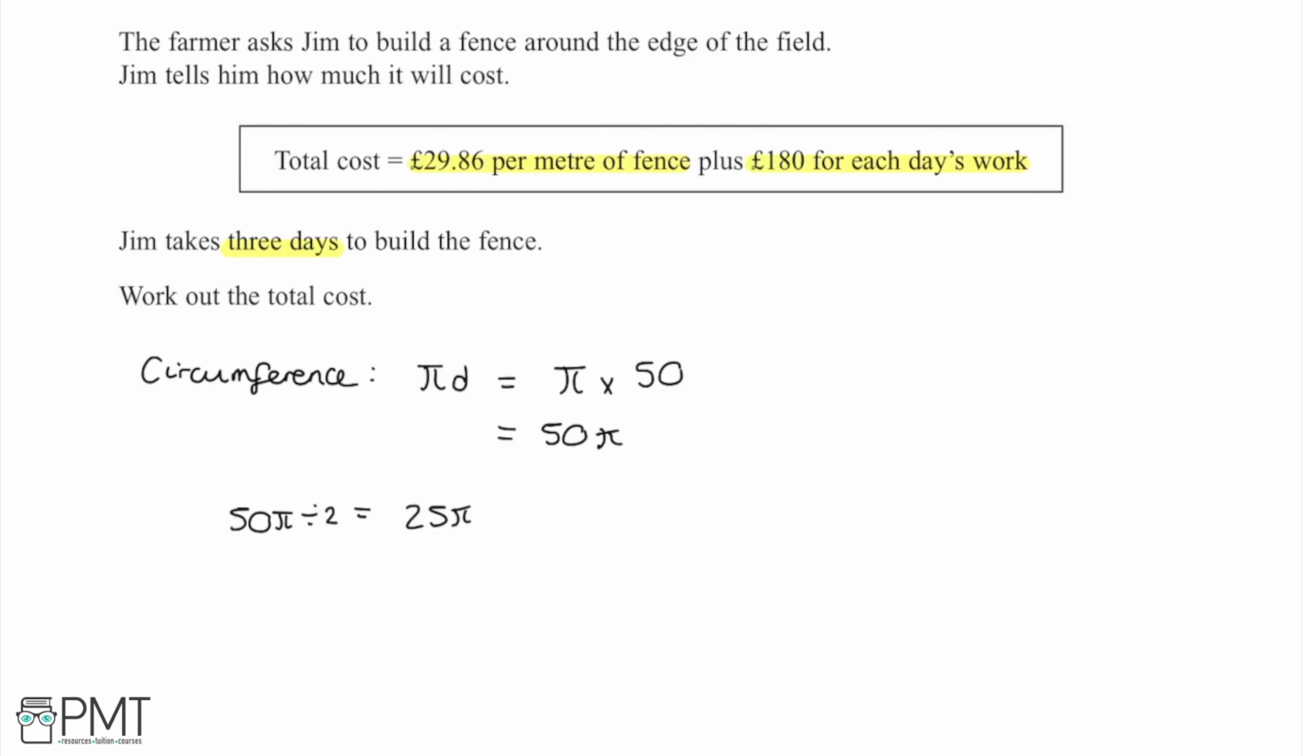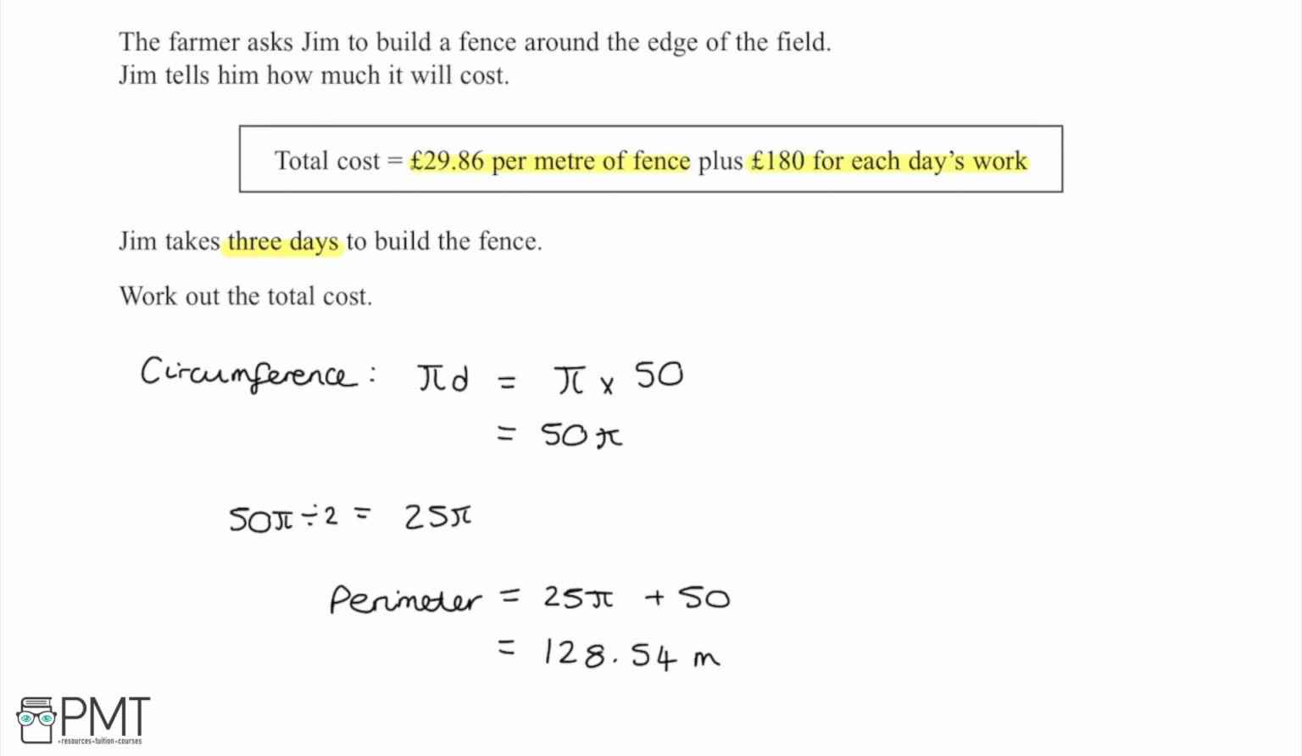Now that I've got this, I can add it on to this original 50 here, and then I'll have the total perimeter of the semicircle. So the perimeter is equal to 25 pi plus 50 metres. And then if I do this calculation, that's going to give me an answer of 128.54 metres rounded to 2 decimal places here.